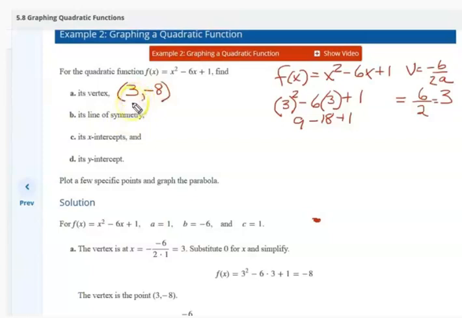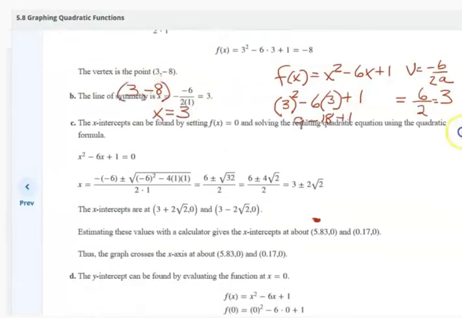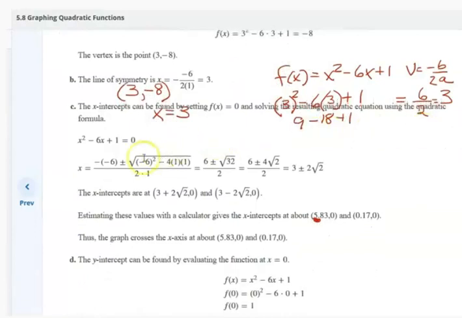Now, what is the line or the axis of symmetry? Well, again, it's the x-coordinate of the vertex. So that's going to be x equals 3. Now, what are the zeros? That is, the x-intercepts. To save a little time, I'm just going to go down and show you how they figure them out. And there they are right there. You had to use the quadratic formula, which we had in a previous lesson, substituting.